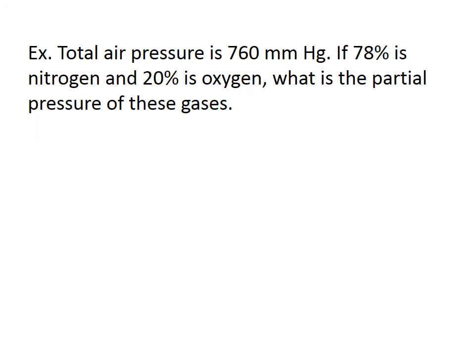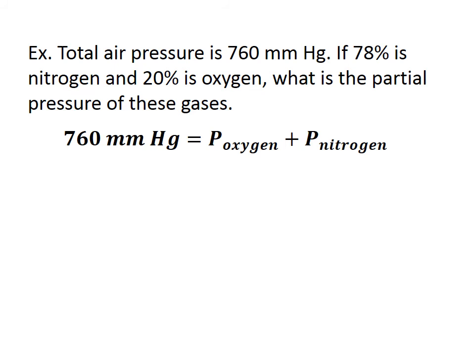Now, here we're told that the total air pressure is 760 millimeters of mercury. If 78% is nitrogen and 20% is oxygen, what is the partial pressure of these gases? So we're given the total pressure already, which is our 760 millimeters of mercury. But we're told 78% is nitrogen and 20% is oxygen. What is the partial pressure? So that means our 760 millimeters of mercury is equal to the partial pressure of oxygen plus nitrogen. So what we have to do is find what is 78% and 20% of 760.